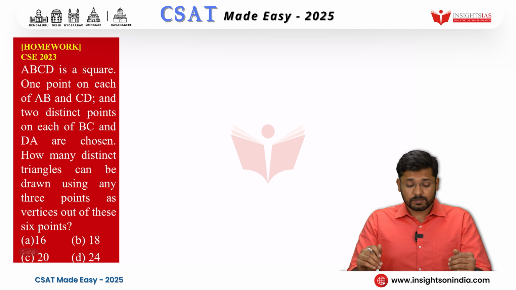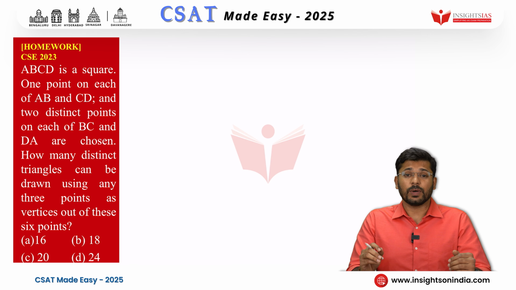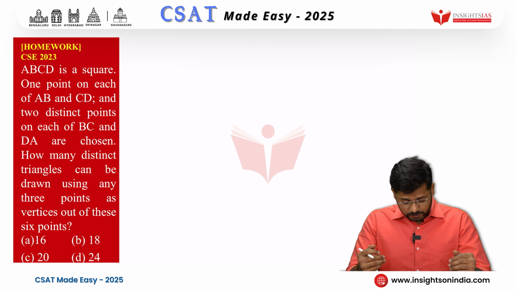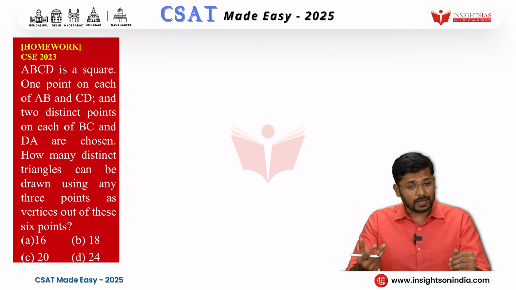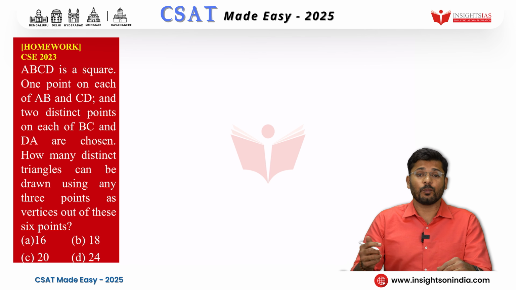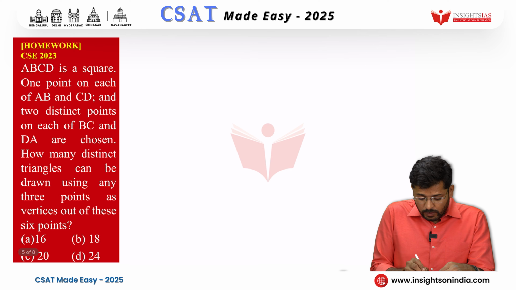This is your homework question. It was asked in the year 2023 in the CSE paper. ABCD is a square. 1 point on each of AB and CD and 2 distinct points on each of BC and DA are chosen. How many distinct triangles can be drawn using any 3 points as vertices out of these 6 points?